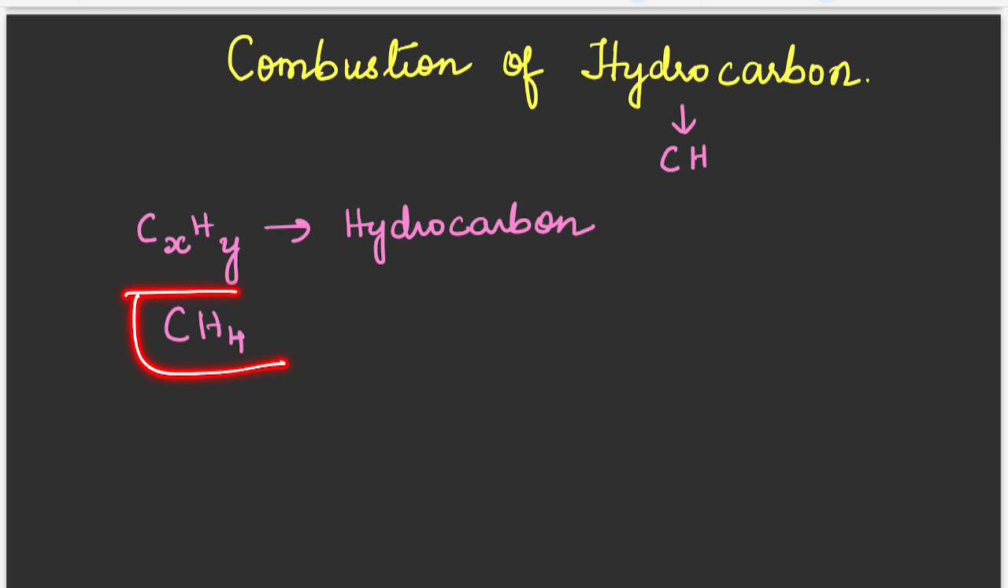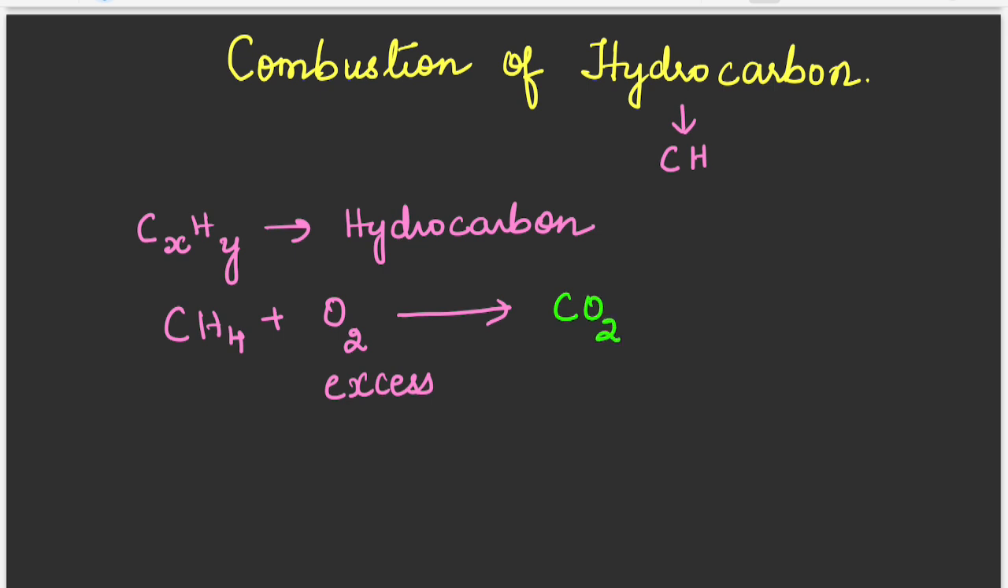So hydrocarbon we have taken and we are going to heat this in the presence of excess of oxygen. So here oxygen we are taking in excess. This process is called combustion. The products we are going to get are carbon dioxide and water. So combustion means we are going to heat hydrocarbon in the presence of excess of air, in that oxygen should be present in excess. So the products will be carbon dioxide and water.